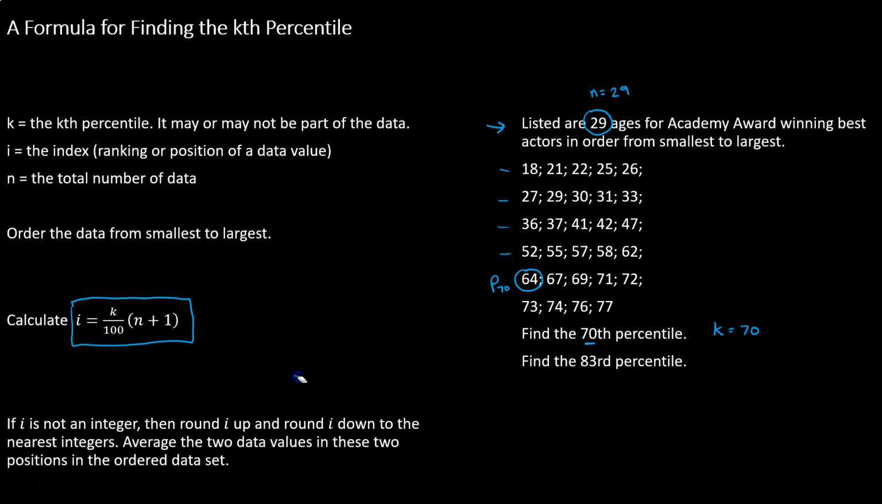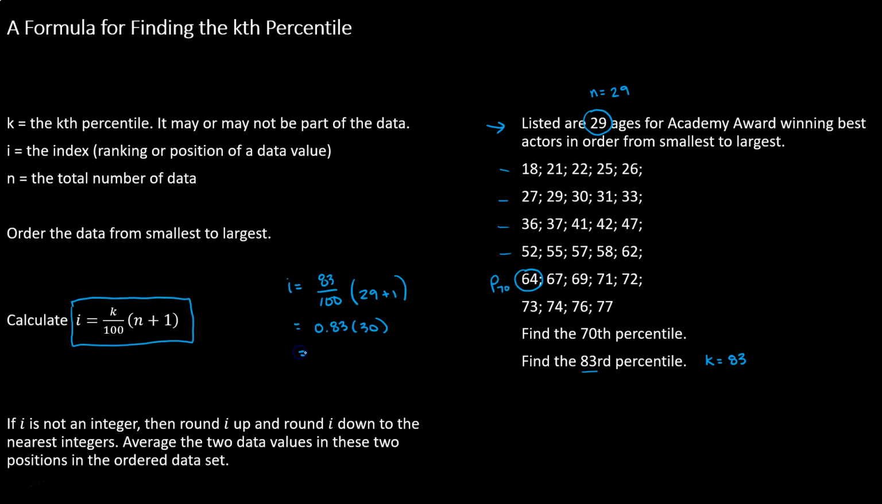Sometimes this formula will lead to an i value that is not a nice integer like 21. And in those cases, we have to do a little more work. So let's take a look at the same data set, but this time let's find the 83rd percentile. In other words, we're going to use k as 83. Same data set, so n is still 29. Therefore, i is going to be 83 over 100 times 29 plus 1. That's going to look like 0.83 times 30.